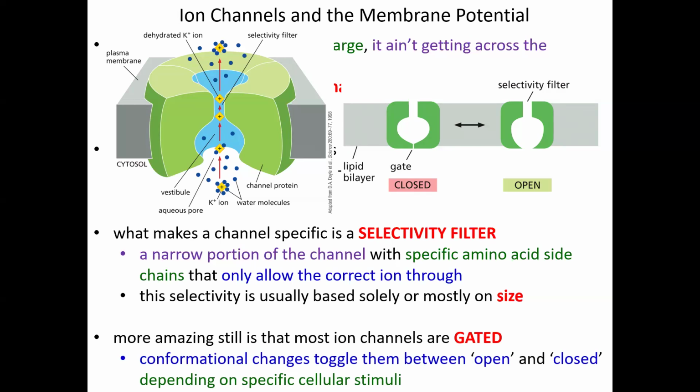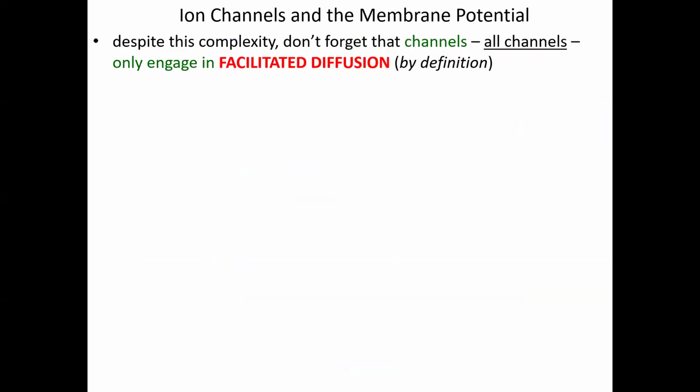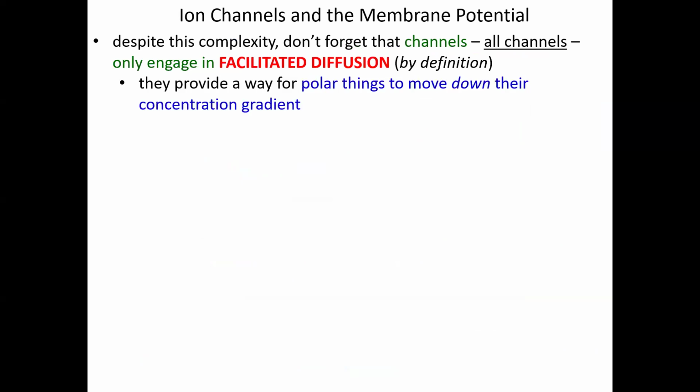And these channel proteins are fluctuating between open and closed based on some kind of cellular signal, cellular stimulus or input, some message that it's getting that ions are needed or not needed. Despite all this complexity, and it's already getting complex, I'm aware of that, don't forget that channels are channels. They're not pumps and they're not transporters. They're only engaging in facilitated diffusion. They are open doors when the gate is open that ions can then diffuse through following their gradients. They provide a way for polar charged things to move down their concentration gradient or down their electrochemical gradient, which we'll talk about in just a second.